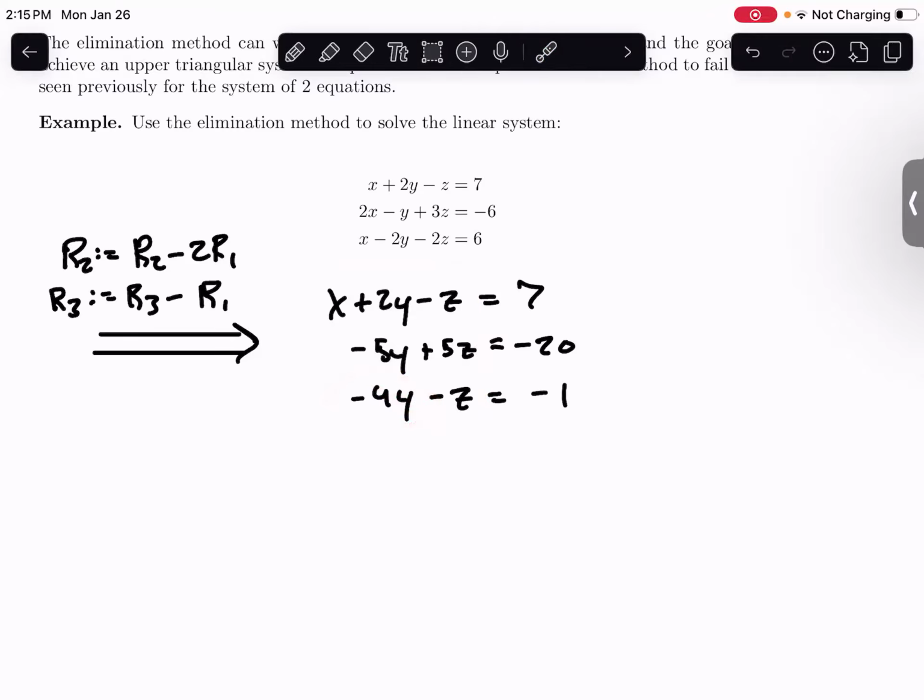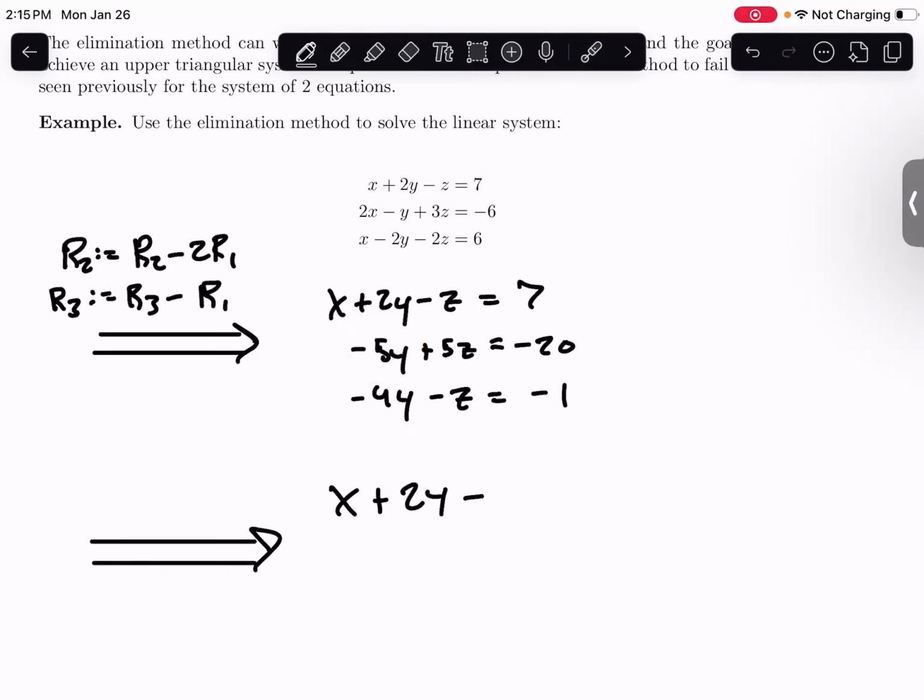In order to get rid of this minus 4y, our eyes should be on row 2, right? If we do anything with row 1, it just means we're adding x back into the fold, and we don't want that. We just want to get rid of this y, and so we can rely on this minus 5y in some capacity. So we're going to perform another row reduction, another elimination. The first row stays the same. This is equal to 7. The second row stays the same.